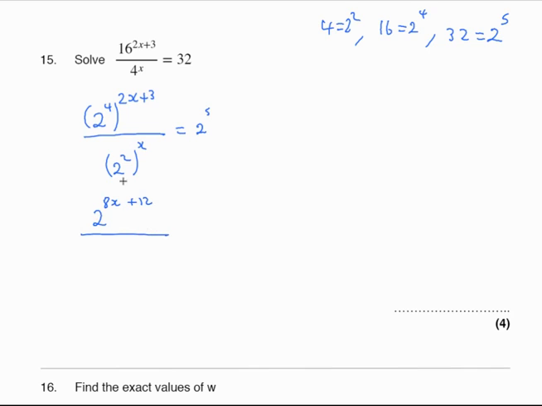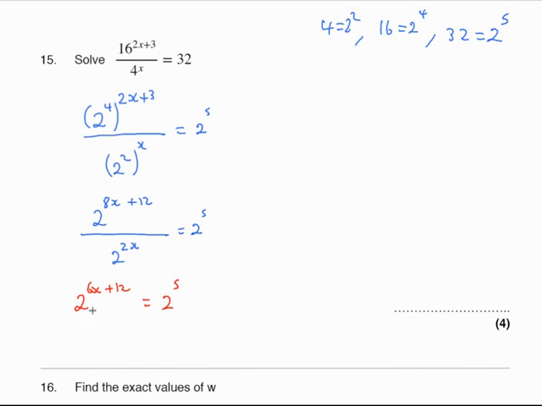And at the bottom, I've got 2 to the power of 2x. 2 times x is 2x. And that equals 2 to the power of 5. Now that I'm dividing, I can apply my subtraction rule. Let me just write in a different color, just so that I don't confuse. So I have 2 to the power of 6x plus 12, because 8x plus 12 take away 2x is 6x plus 12. And that is equal to 2 to the power of 5.